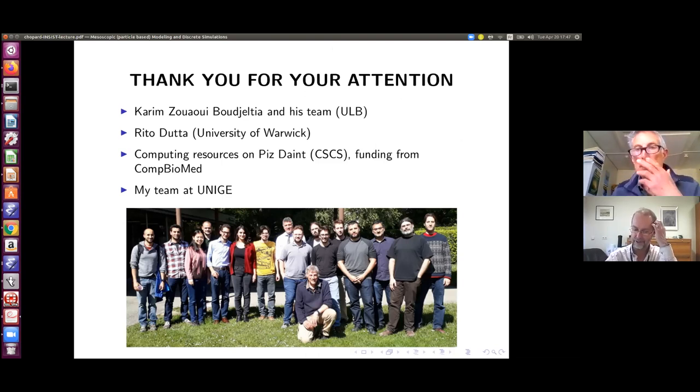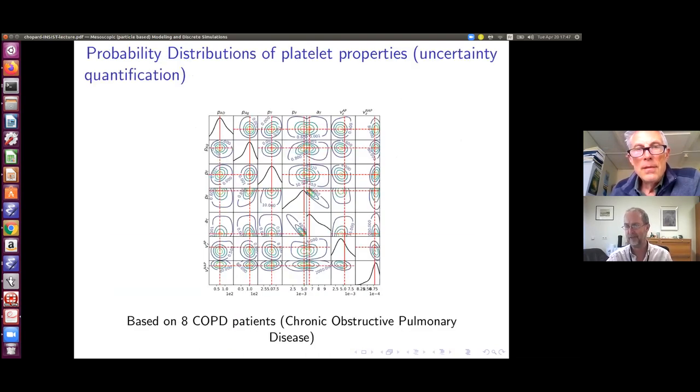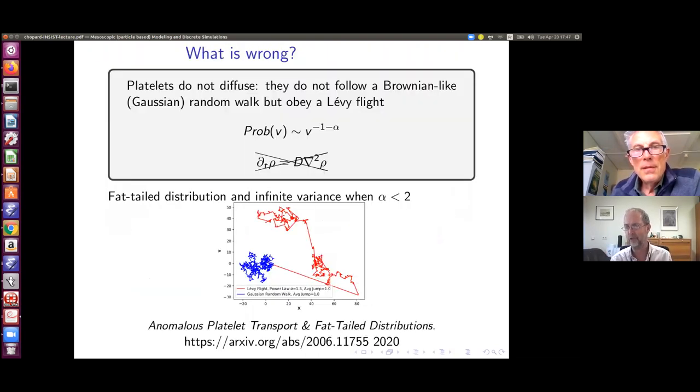If I may start, the Levy flight that you showed, I really find this intriguing. Could you explain a little bit more what exactly is causing this? Is this the red blood cell suddenly moving a platelet around for a long distance? Is this how I should see it?